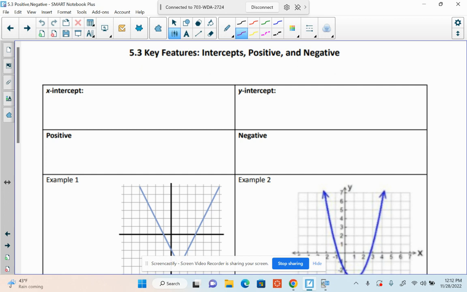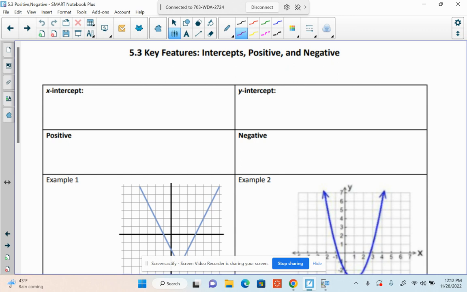Welcome to 5.3. We're going to talk about more key features of graphs. We're going to talk about x and y intercepts and intervals where graphs of functions are positive and where they are negative. So let's dive right in. We've already talked about x and y intercepts a bit, but let's just write a few things down here.